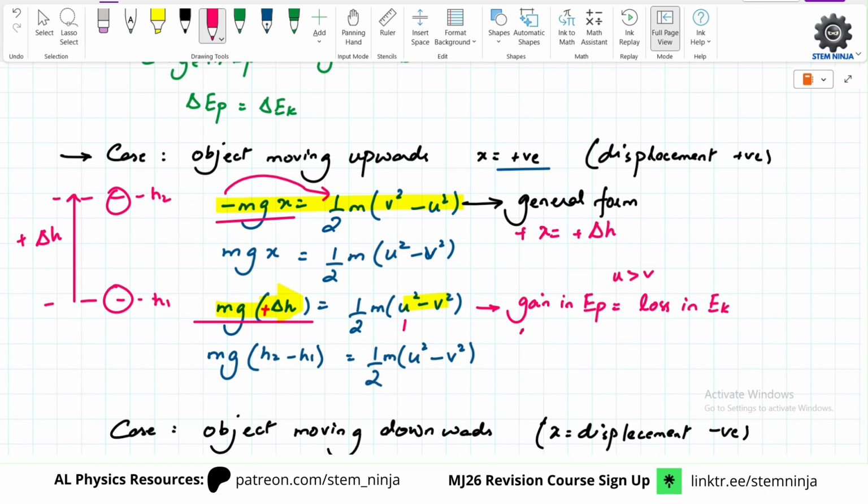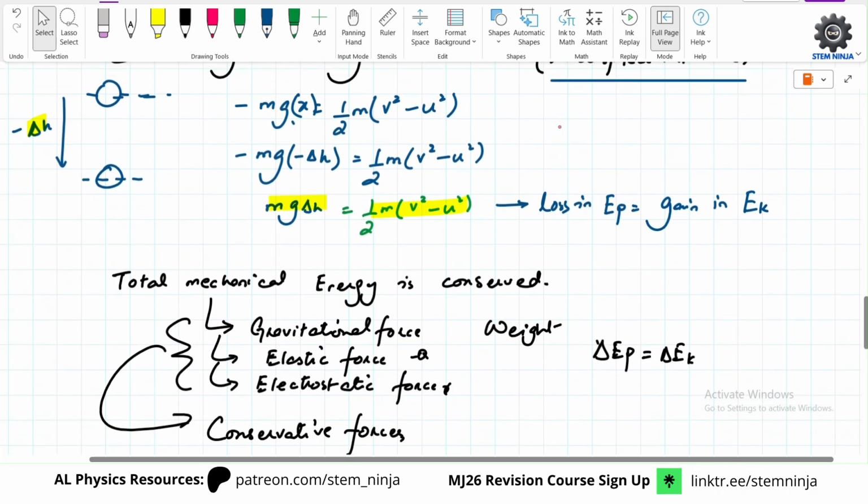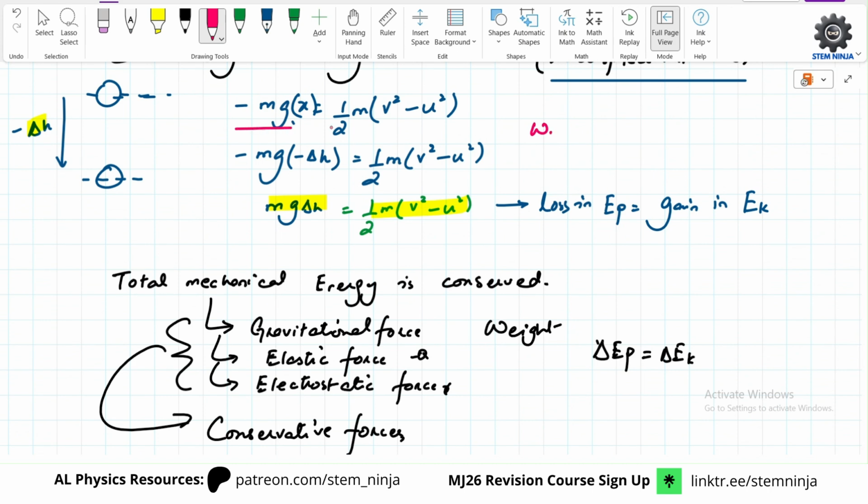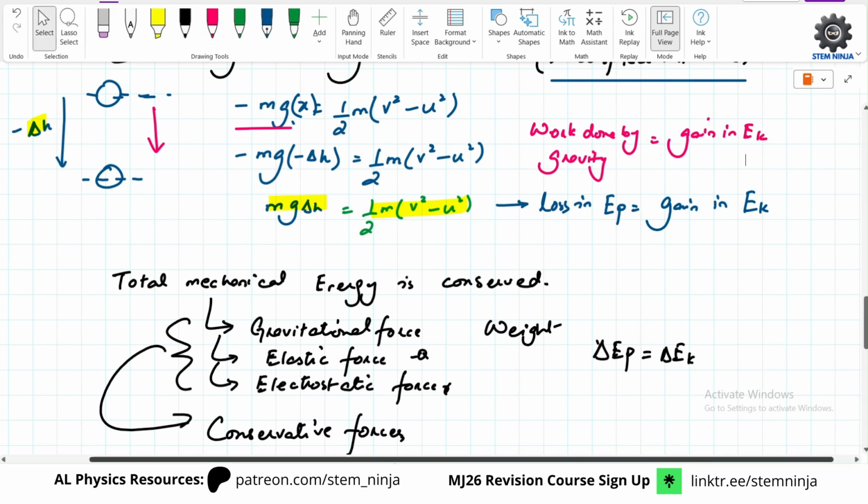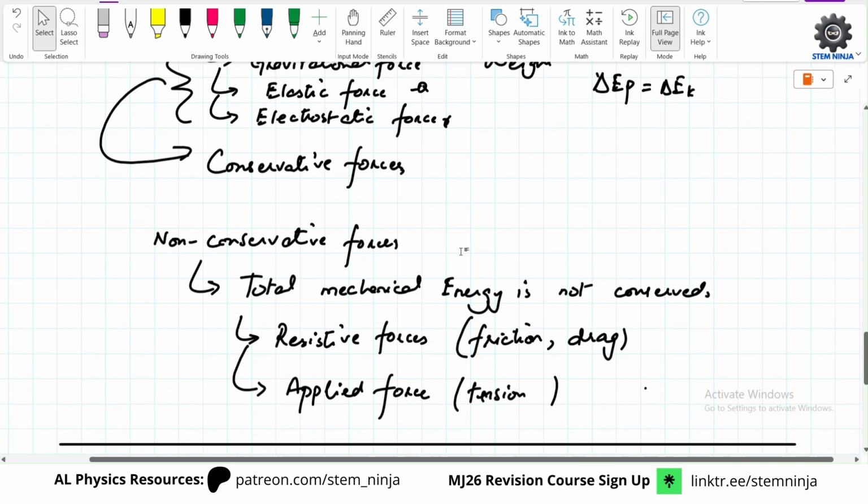So work done against gravity is your loss in Ek. But if you go this way, since this time we are actually going towards gravity, displacement is in the direction of force. The work done by gravity equals the gain in Ek. Also, this is another way to write this. Otherwise, you can stick to the previous version.